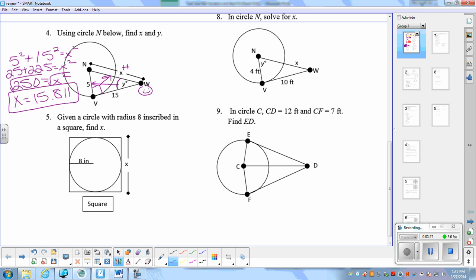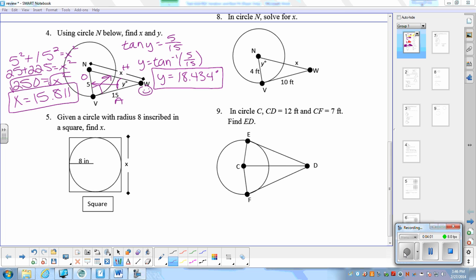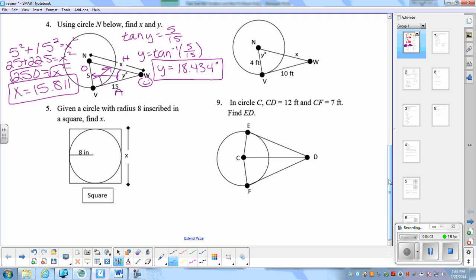So I know 5 is my opposite, 15 is my adjacent, so that means I'm using tangent. I know tangent of y equals 5 over 15. Because I'm looking for the angle, I have to use the inverse. So y is the tangent inverse of 5 over 15. Plugging that in, making sure we are in degree mode, we get 18.434 degrees. All right, so now we are done with problem 4. We can move on to problem 5.